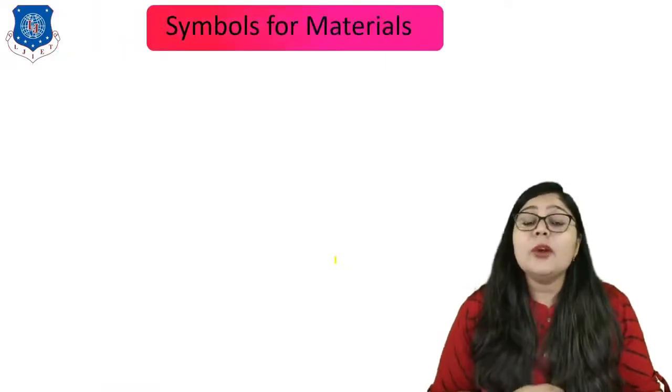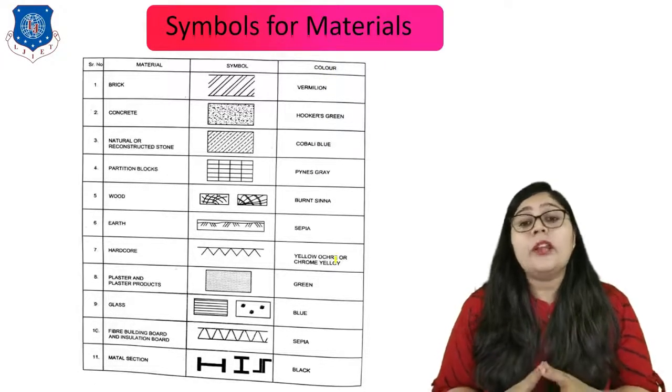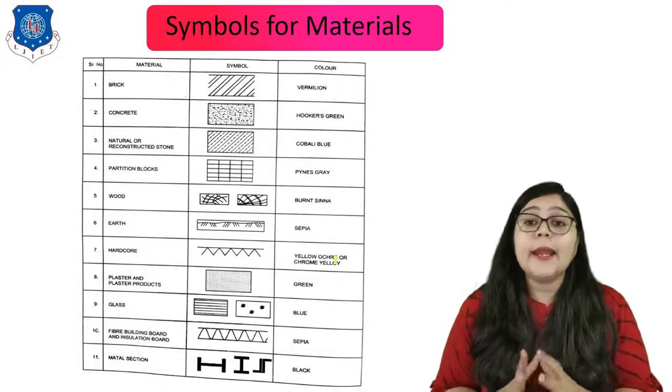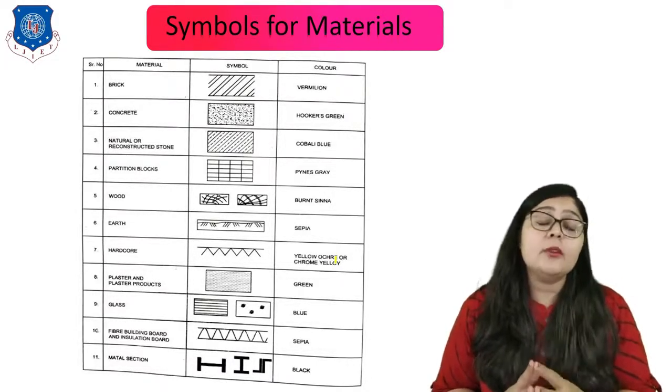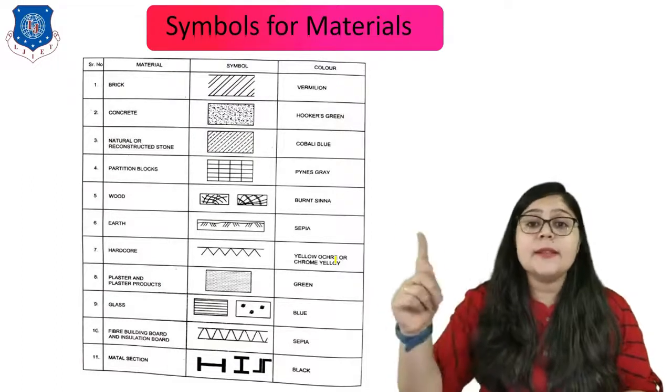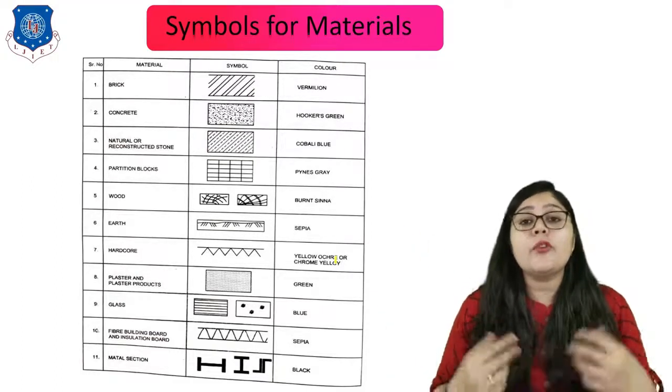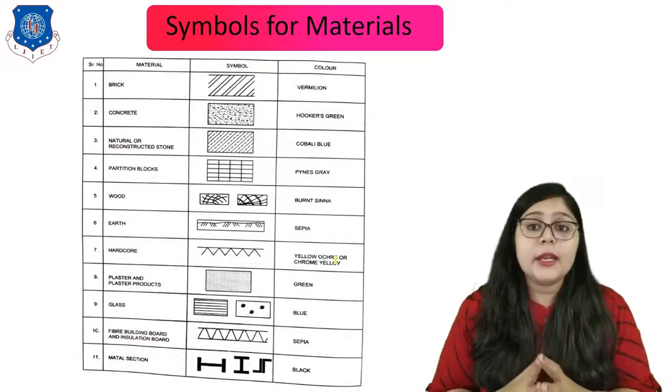Now let us understand the symbols for materials. Why do we have to understand this? Because when we draw the cross section of a building, at that time we can identify different types of material. Here you can see the bricks. We know that for walls we use bricks the most, right?